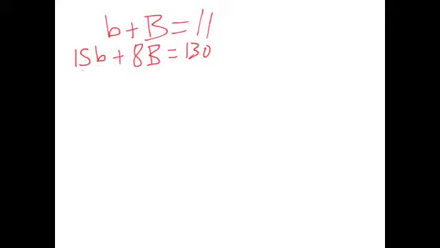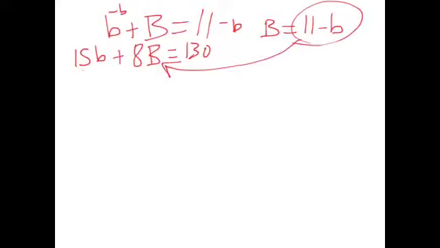So now I have my system here, and we're actually really close to having it set up for substitution. So I'm going to just take this first equation, and I'm going to subtract little b from both sides. Make sure you don't mix up your big B and little b if you're using b's like I am. Anyway, that's going to give me large B equals 11 minus little b. And I can take this and substitute it in for the large B in my other equation. So I have 15 little b plus 8 times 11 minus little b equals 130.